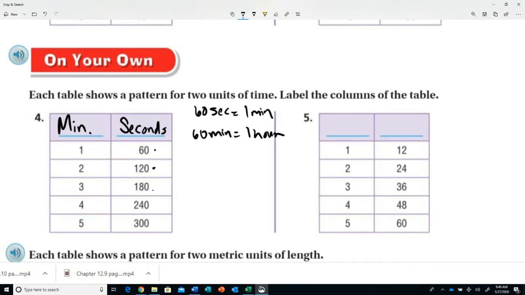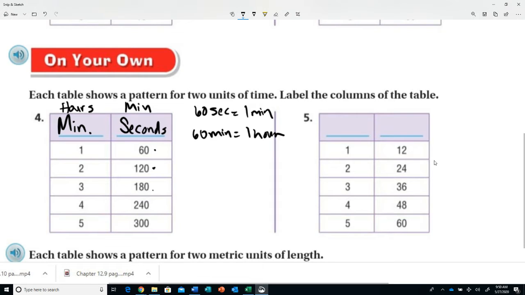120 seconds equals 2 minutes. You could also do 60 minutes, 2 hours. 60 minutes makes 1 hour, 120 minutes makes 2 hours, and down the chart like that. It doesn't matter which one you do, fill it in with something correct. You cannot do hours to seconds. You can do minutes to seconds, you can do hours to minutes. So that's the only thing that you cannot switch out, the minutes part.